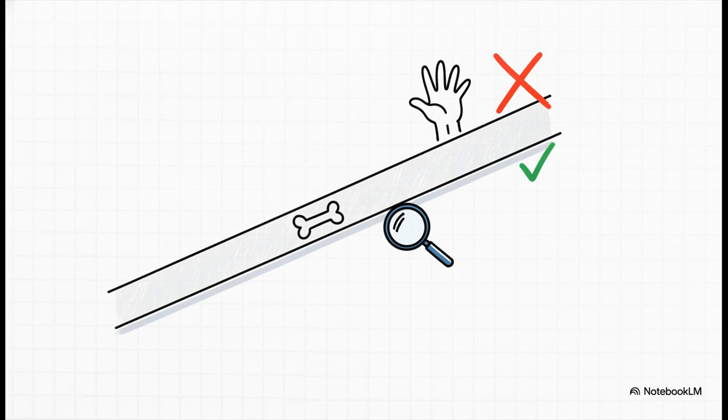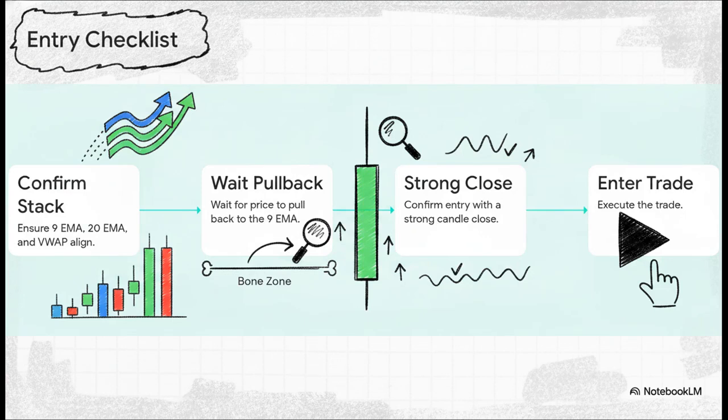Look, a massive amateur mistake is experiencing FOMO, fear of missing out, and buying the stock right at the high of the day when it's completely extended. Professionals just don't do that. They patiently wait for the price to pull back into this supportive pocket, the bone zone, before making their move. So here is your clinical, actionable entry checklist.